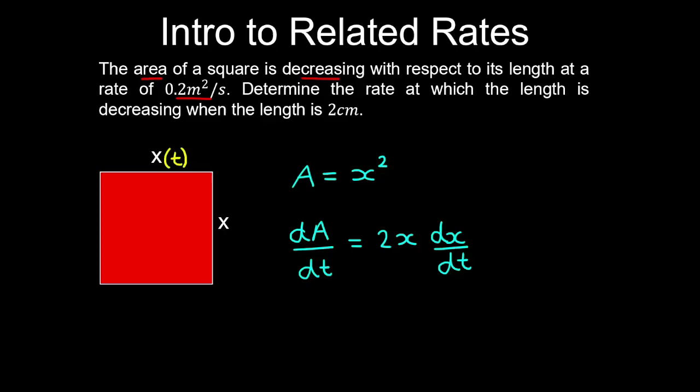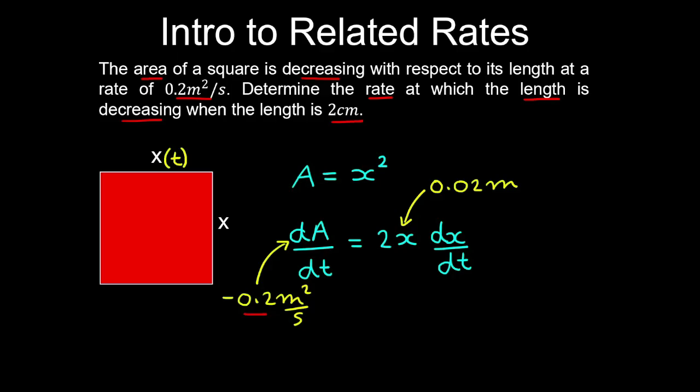And you can see that we're told to determine the rate at which the length is decreasing when the length is 2 centimeters. So because the area is decreasing, we need to put a negative sign behind this derivative. So it's decreasing at this rate at a specific length of 2 centimeters or 0.02 meters.